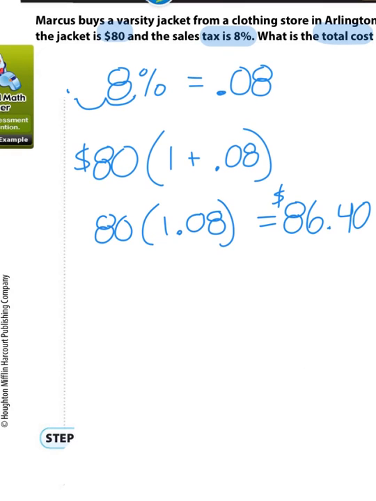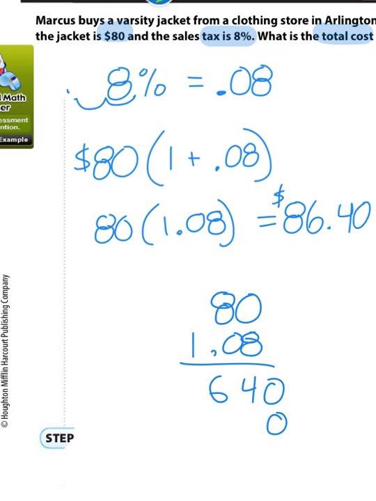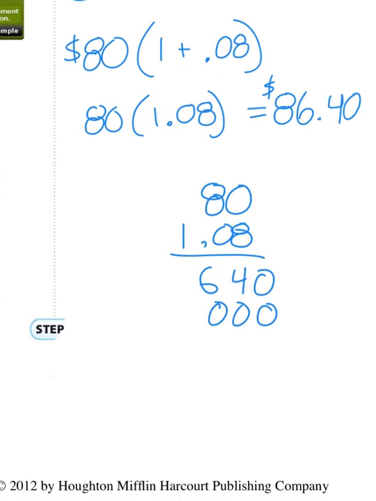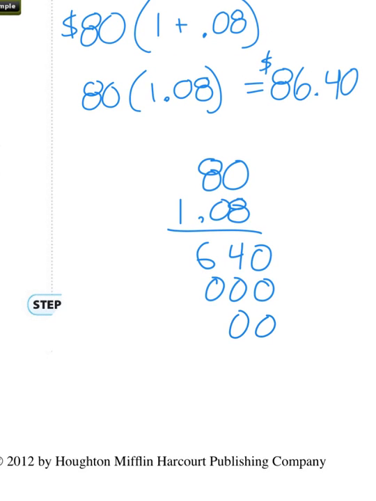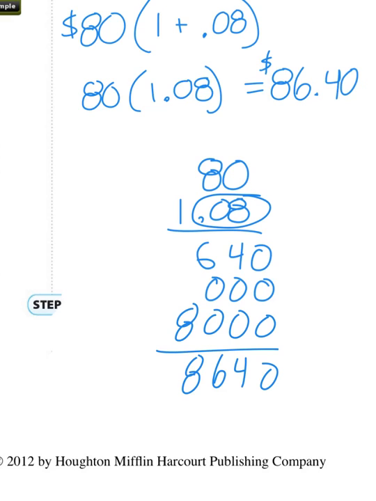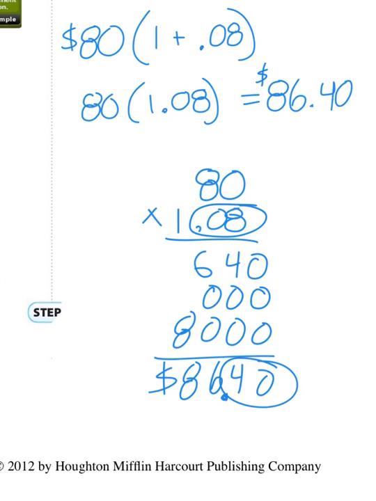If you were to multiply this without a calculator, you would multiply 80 times 1.08. So 8 times 0 is 0, 8 times 8 is 64. Then use the 0 placeholder. All of those are going to be 0. And then we're at 1, so add 2 placeholders. 1 times 0 is 0, 1 times 8 is 8. Add straight down. There were 2 digits after a decimal in my factors, so there's going to be 2 digits after the decimal in my answer. We still get $86.40.